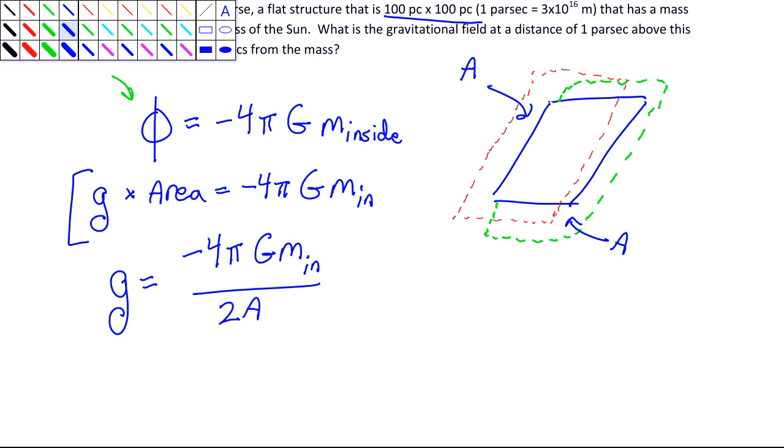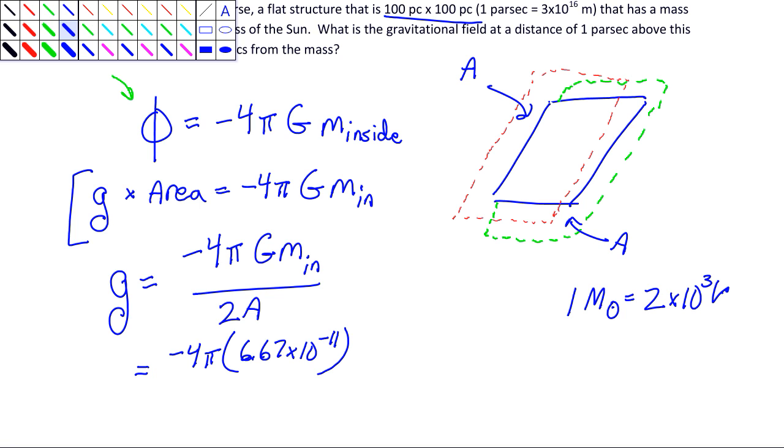But this is the basic idea of Gauss's law, that the total flux is equal to negative 4 pi times G times the mass inside that Gaussian surface. Okay, so now I can put in some numbers. Negative 4 pi G, the mass inside, well, how much was it? A million solar masses. One solar mass is 2 times 10 to the 30 kilograms.